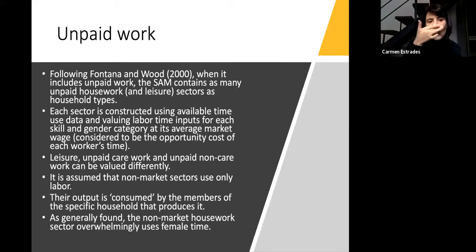So these sectors are assumed, in the SAM, to be a new sector of production. It is assumed that they only use labor, they don't use intermediate inputs, which of course is an assumption that could be changed. And the output they produce is consumed by the members of the specific households that produce it. And of course, when we start introducing the sectors in the SAM, we usually find that non-market housework overwhelmingly uses female time.